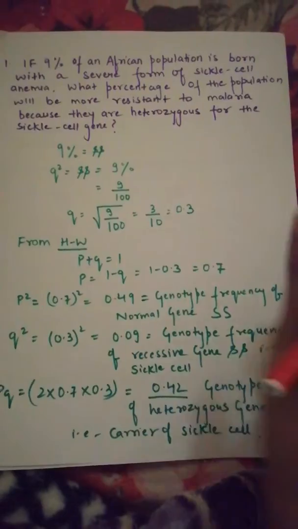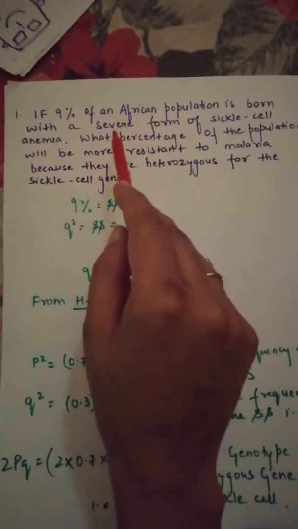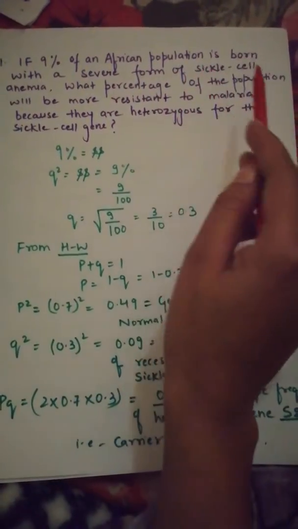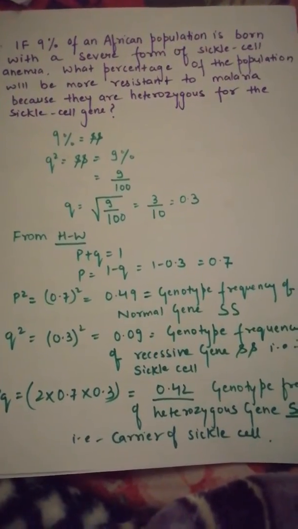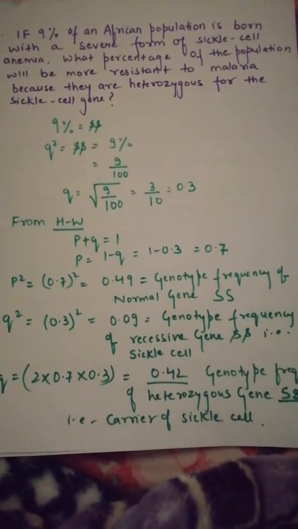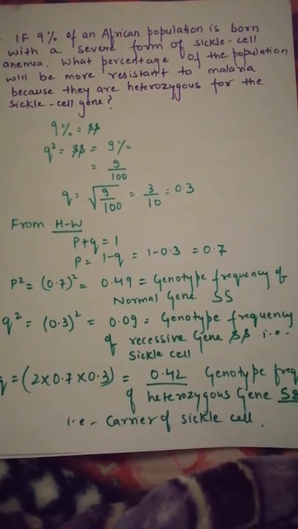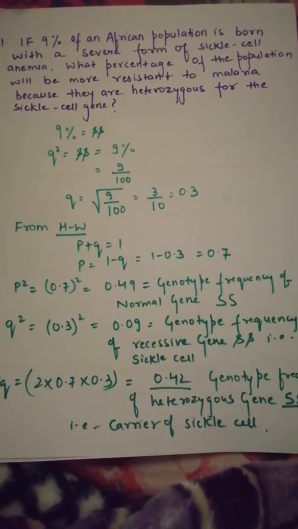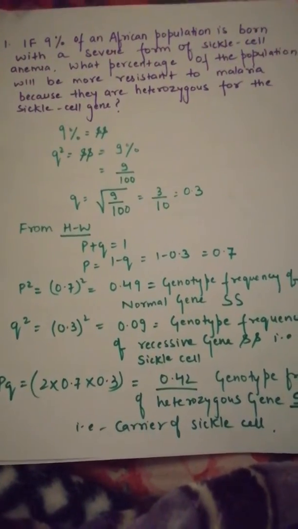In the first question, if 9% of an African population is born with a severe form of sickle cell anemia, then what percentage of the population will be more resistant to malaria because they are heterozygous for the sickle cell gene?